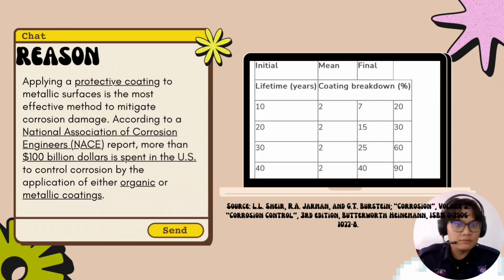Okay, from the table we see initial lifetime is 10 years, and the final percentage of breakdown is 20%. For the 40 years lifetime, the percentage of coating breakdown is 90%.